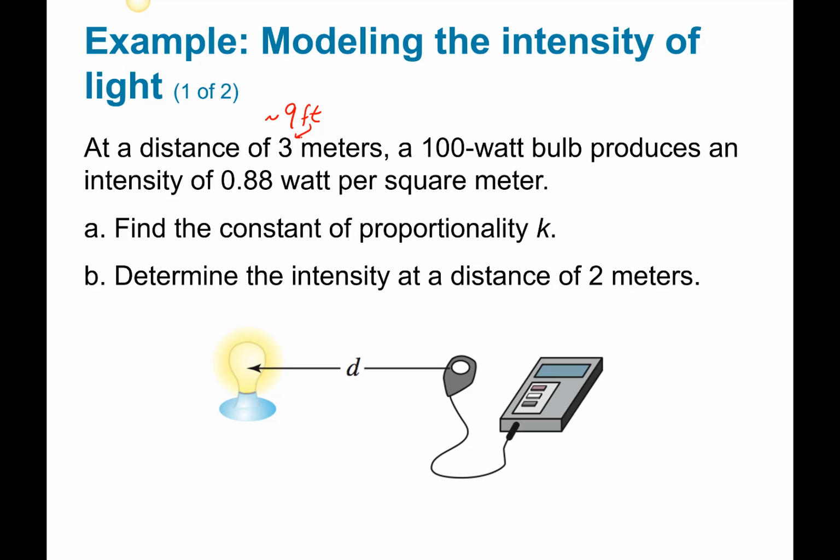So you've got a 100-watt light bulb that produces an intensity of 0.8 watts per square meter at a distance of 3 meters. The 0.8 watts is a measure of the amount of energy reaching that surface. First, compute the constant of proportionality and determine the intensity at 2 meters. Should the intensity be more or less than that 0.8 watts per square meter? At 2 meters, should it be more or less?